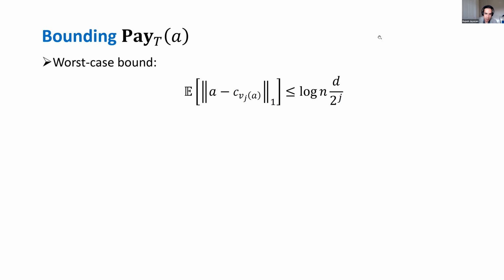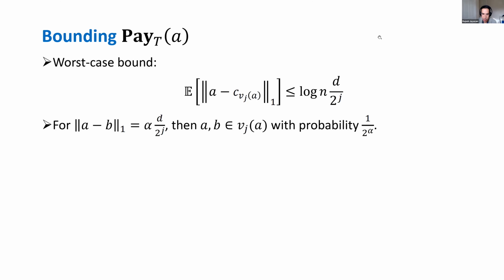And the reason is kind of similar to the answer to Anupam's question earlier. There's a very simple fact that you can prove, which is that if I have 2 points A and B that are at distance, say, alpha times larger than d over 2 to the j, say alpha is greater than 1, then the probability that they stay together at level J, we want them to split if they're too far apart, the probability that they stay together is 1 over 2 to the alpha.